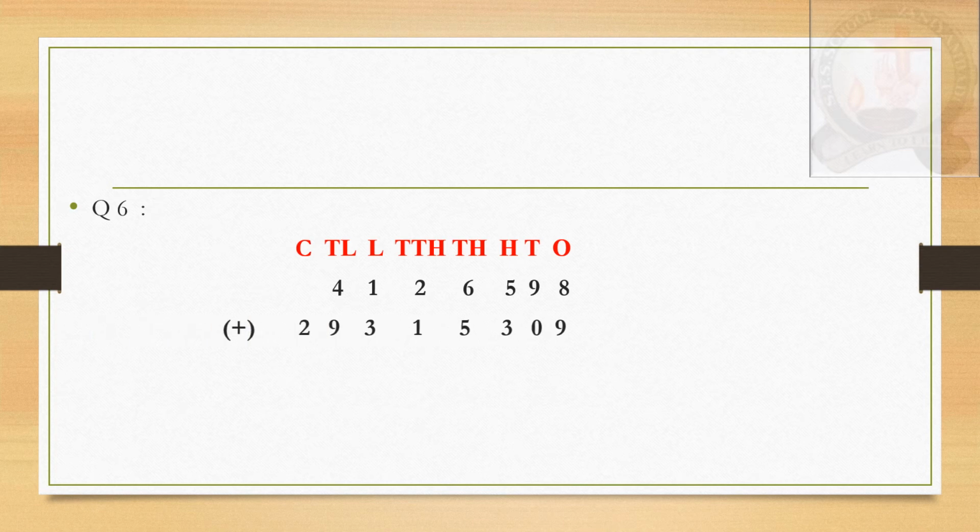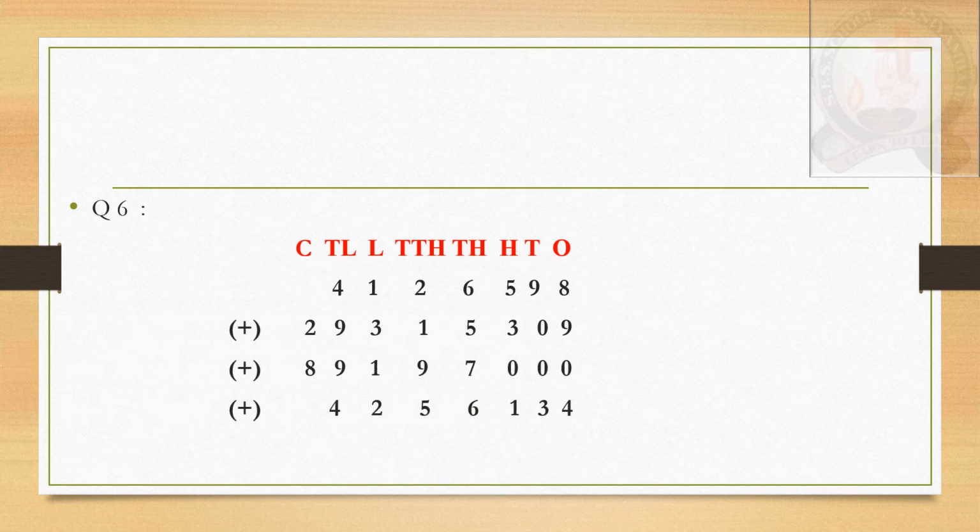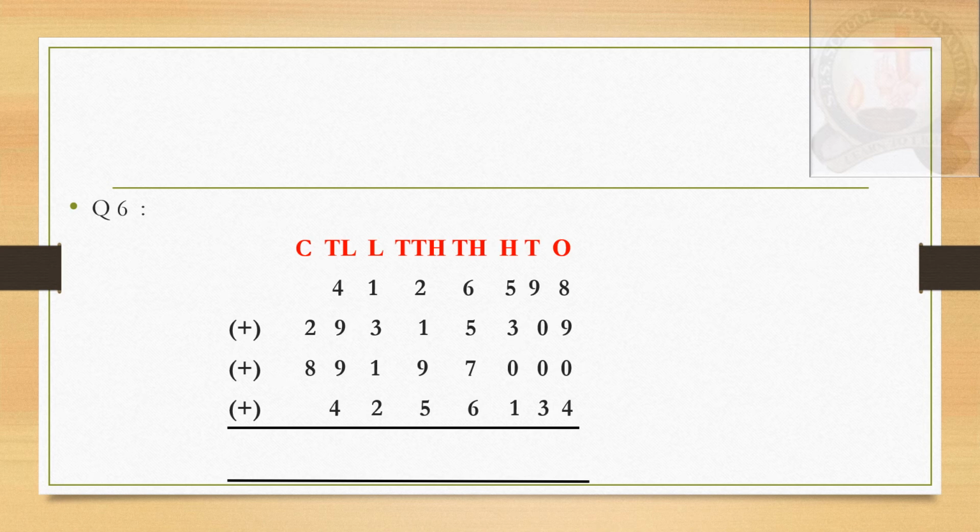Next question is 6. So there is a question. There are 4 numbers here. Let us solve it. It is a very easy one. Now 8 plus 9 is 17. 17 plus 4 is 21. For 21, write 1, 2 carry to the next digit. So 2 plus 9 is 11, 11 plus 3 is 14. For 14, write 4, 1 carry to the next digit.